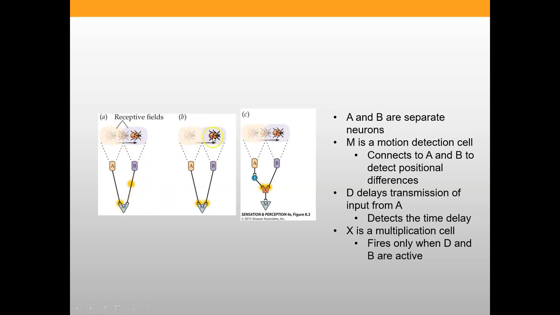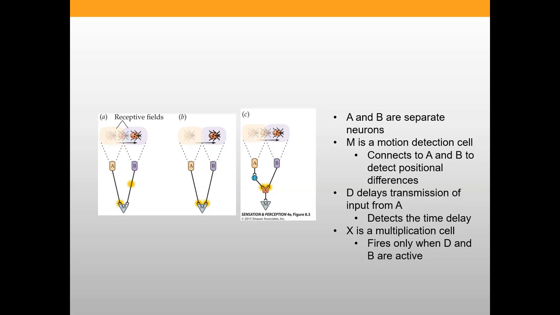Here is a case where we've got two separate ladybugs in the receptive fields of A and B. But again, because we don't have a delay function here, there's the case that we may think that movement has occurred when it has not. So we need to incorporate D, which hypothetically either tracks a delay or delays transmission of input from that first cell. And then finally, we have our multiplicative function that only fires when the delay function and B are active. So ideally, this is how motion detection could theoretically work.